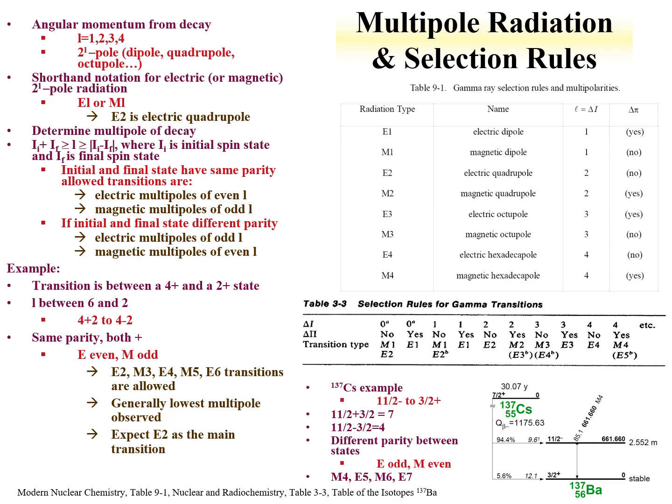Electric multipoles will be even, magnetic multipoles will be odd. So if we go from 2 to 6, magnetic multipoles are even, so it will be E2, M3, E4, M5, E6. Those are the allowed transitions, and generally speaking, the lowest multipole transition will be observed. So one would expect to see an E2, an electric quadrupole transition.